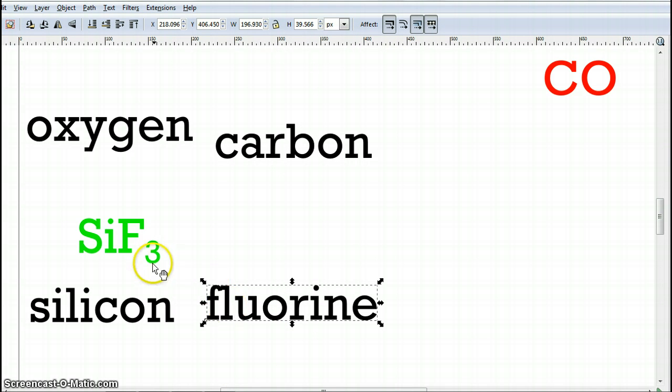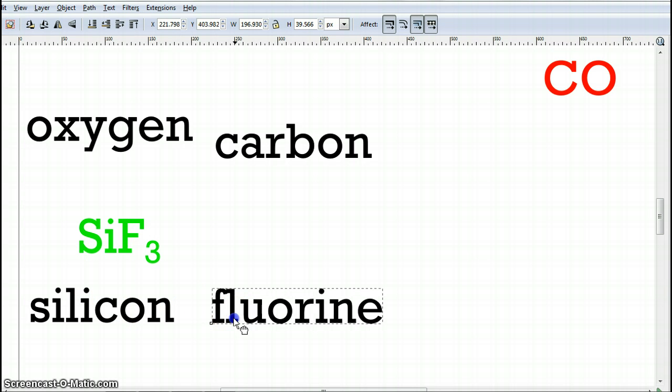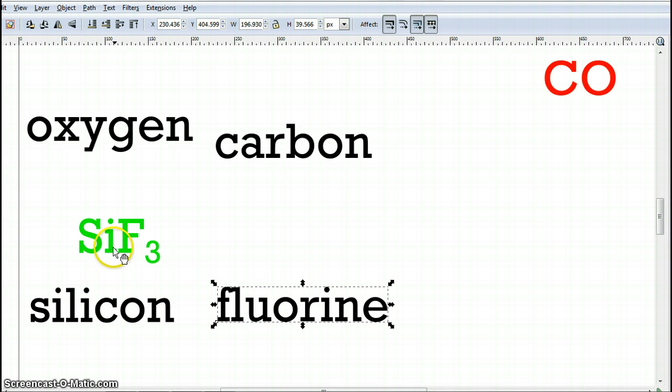Now again, the next step that we need to do is use prefixes to indicate how many of each we have. So because we have only one silicon, the first thought would be to put the prefix mono in front of it. But we cannot put mono in front of the first word, so we're not going to do that. We're just going to have silicon. It's going to indicate that we have one of them. But fluorine has 3 of them, so we do need to change that one.